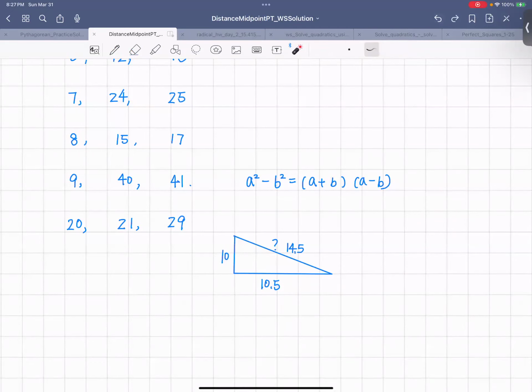10 double 20. 10.5 double 21. 14.5 double 29. That's why all my students can get those questions correct in 1 second.